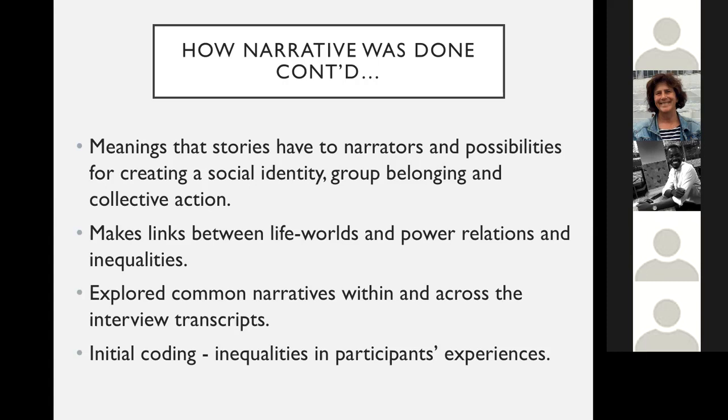So the process of doing narrative research, or following a narrative approach, in the work that I did had to do with getting meanings from these stories, and these meanings have to be those of the participants themselves. Issues around the creation of these social identities. Is there any sense of group belonging? And we'll see in one of the tasks that I gave, some of these points are coming out. Social identity, a sense of belonging, and to some level, a call to collective action.